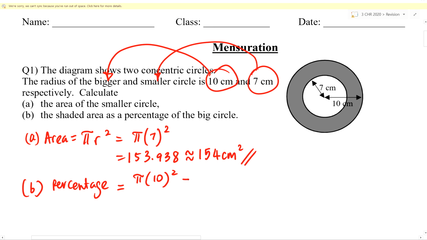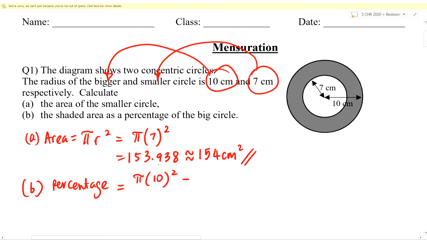The small area we've got actually a few different choices. Is it a good idea to use 154? This is the small area, right? We found that earlier on in part A. And we said that this is the answer, but is this a good option to use in part B? Why not? It is already rounded off. So it is not a good idea to use 154.